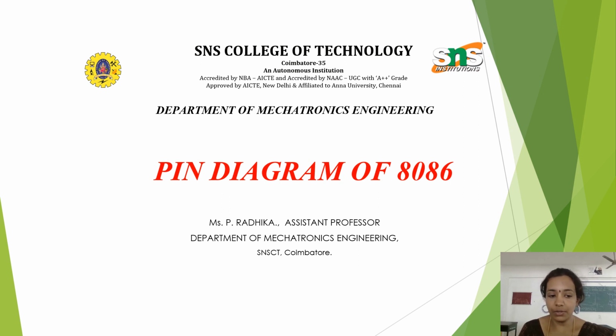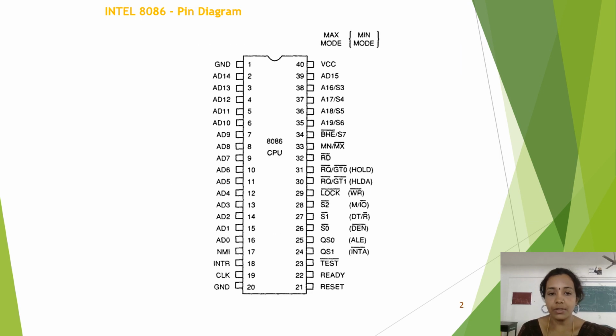Hello all, in this video we learn about the pin diagram of the 8086 microprocessor. So this is the pin diagram of the processor. It can work in two modes, one is the maximum mode and another one is the minimum mode. The first pin is the ground, and the 40th pin is the VCC.